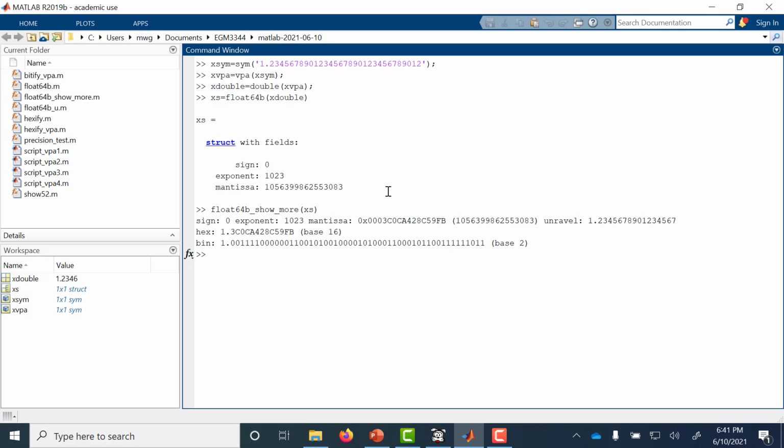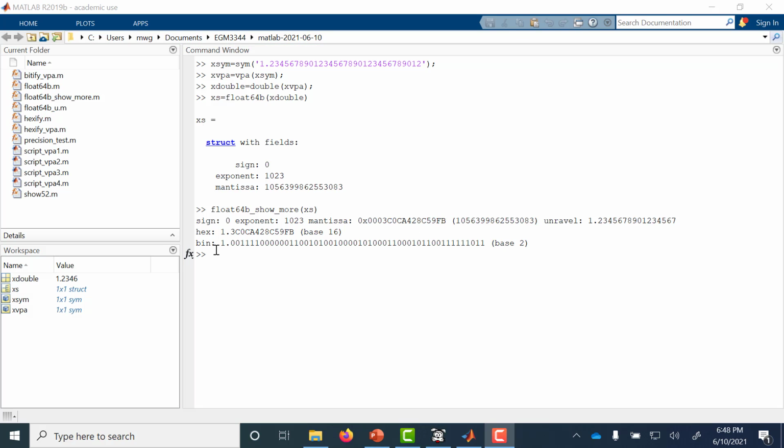And now I'm going to show you what it looks like. So you have the exponent, the mantissa, that's the same string we had before. And here I've shown the hex and binary versions of it with the leading one shown with the mantissa that follows. So that's the floated value that we've got there for the x double.